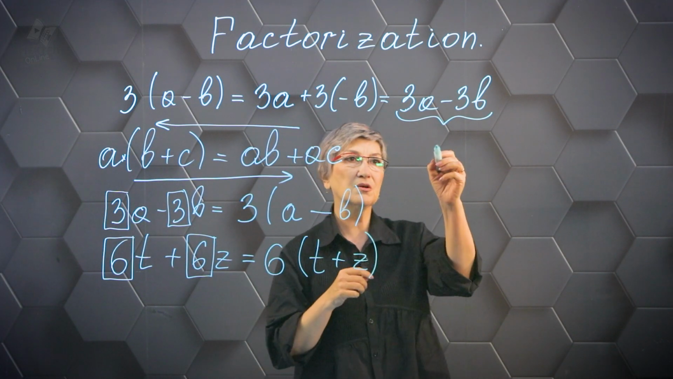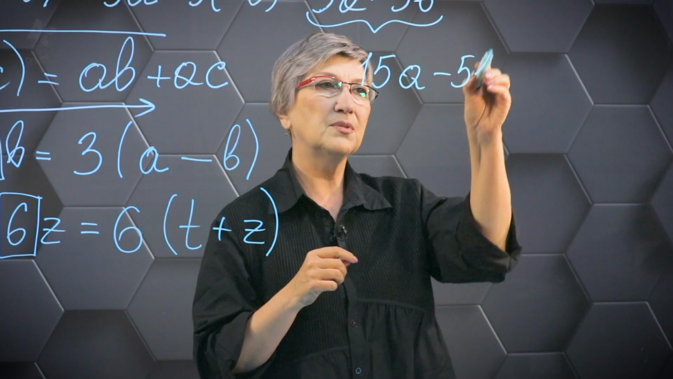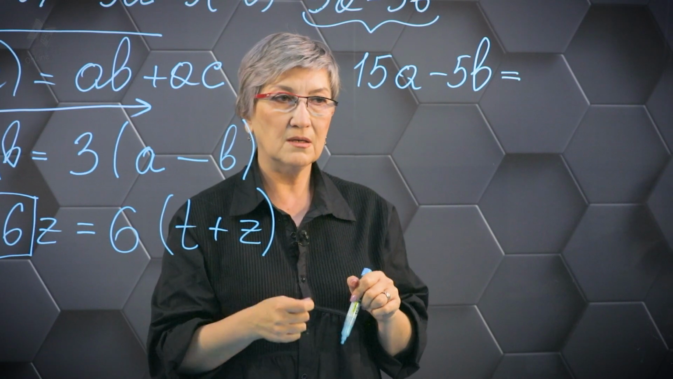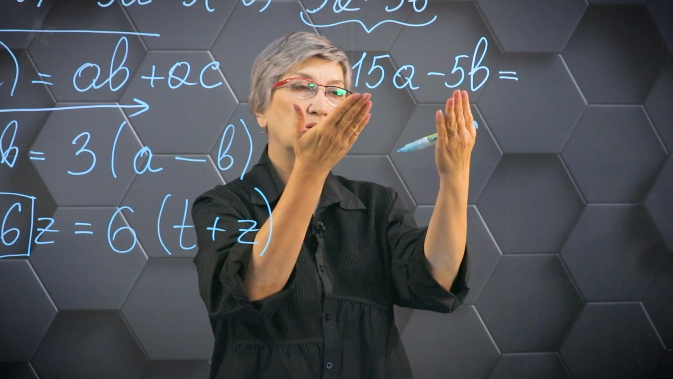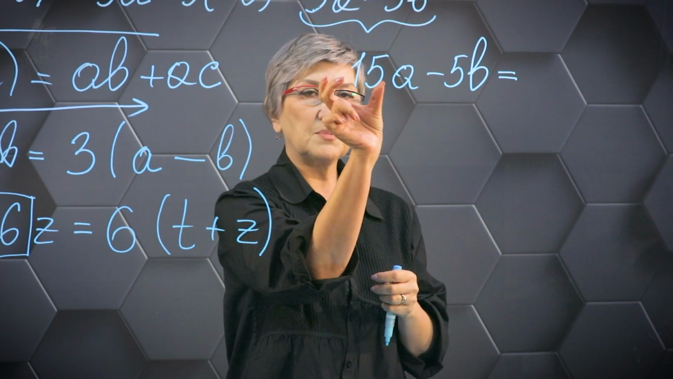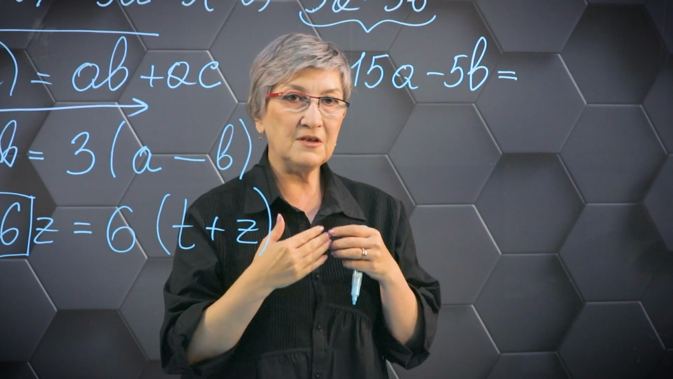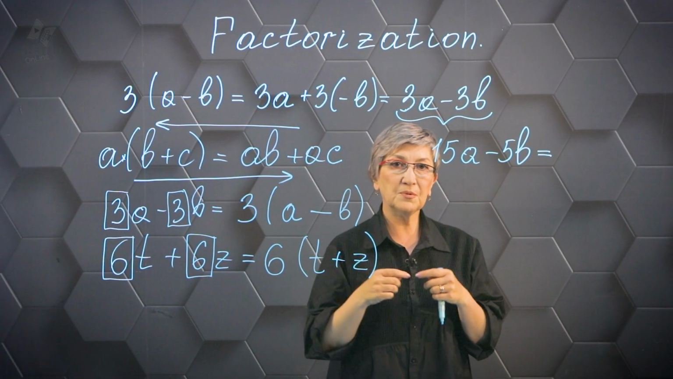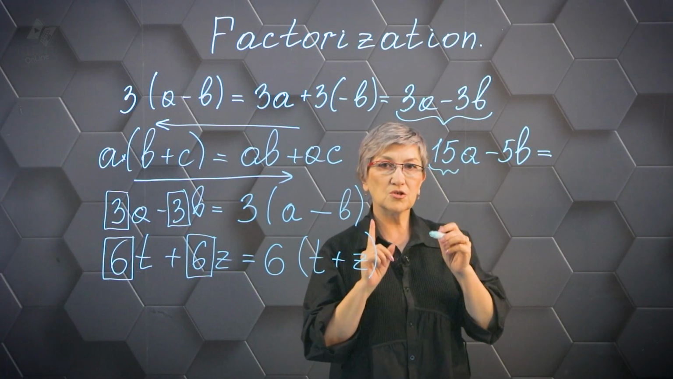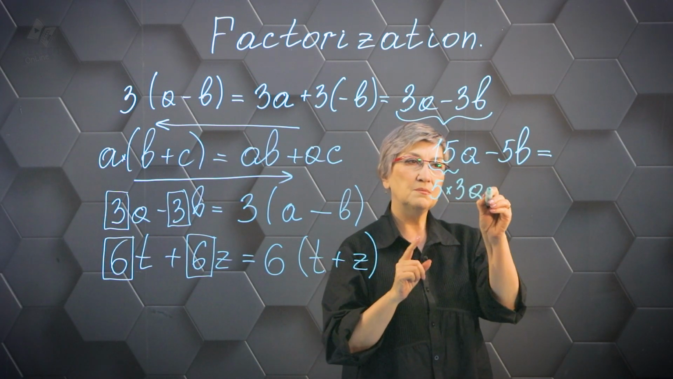Let's move on to the next example. If I have written down 15a minus 5b, then I need to write that expression as a product. But according to our rules, we have to see the common factor. In the first summand, the multiplier is 15, and in the second summand, the multiplier is 5. We don't see the same multipliers as in the previous example, but how can I write down the number 15? I can write the number 15 as 5 times 3, so we have 5 times 3a minus 5b.